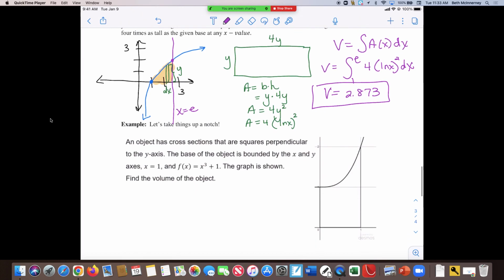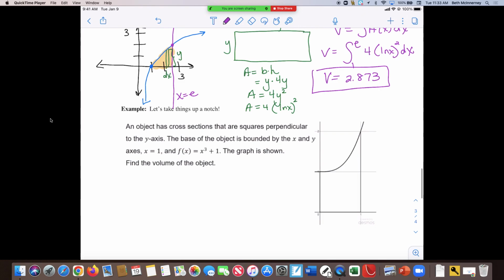All right, so now we're going to take it up a notch. It says an object has cross sections that are squares perpendicular to the y-axis. So now I'm taking these cross sections perpendicular to the y-axis. The base of the object is bounded by the x and y axis, x equals 1, and f of x equals x cubed plus 1.